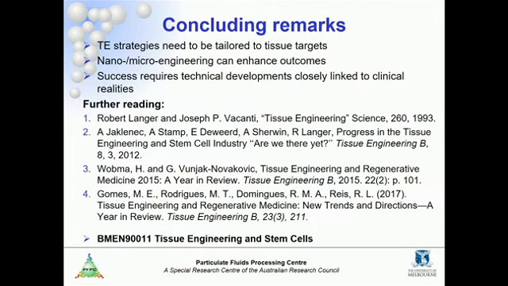So let's finish up then. Just to conclude, I hope you've realised that we need to tailor our tissue engineering strategies to targeted tissues. We can do lots of interesting nano and micro engineering to enhance the outcomes from the surface to the material design, the bulk properties, and we need to link our technical developments closely to clinical and commercial realities so that we understand the whole context and actually get these therapies through to patients.